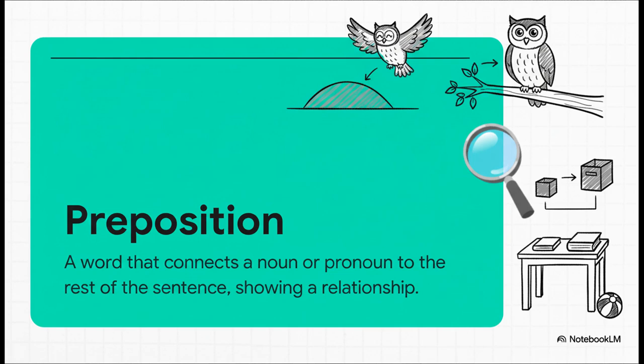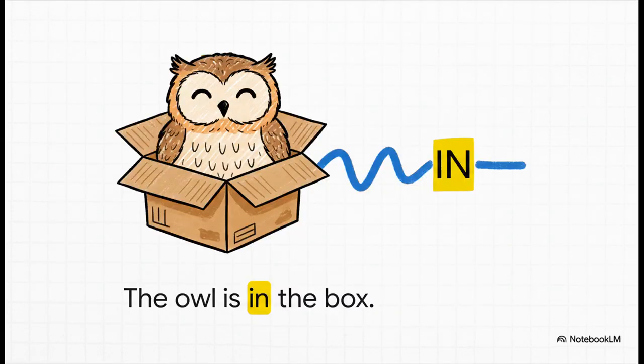They create relationships. They take a noun, like owl or table, and connect it to everything else, telling us where something is, when it's happening, or which direction it's headed. And here is that glue in action. See that little word in? It's connecting the owl to its location, the box. If you take it out, you get the owl is the box, which makes zero sense, right? That tiny word in is the crucial link that shows us the relationship between the owl and the box.